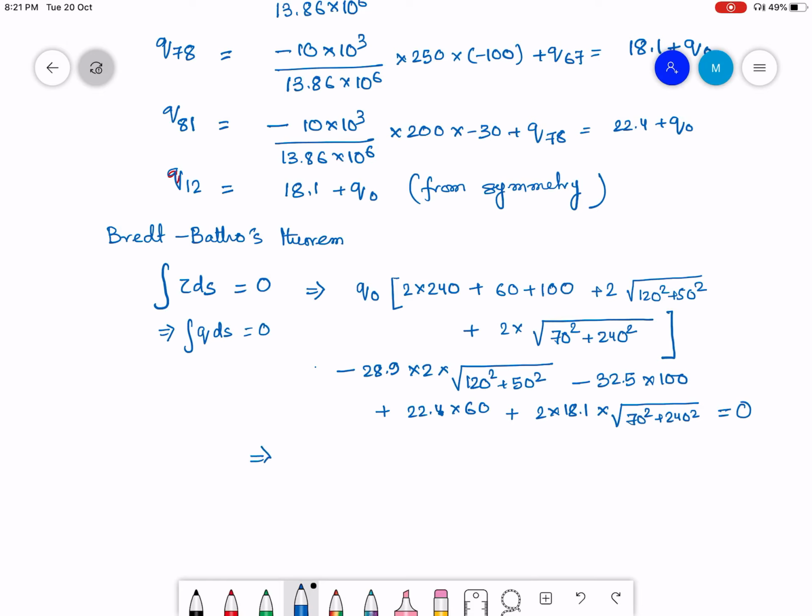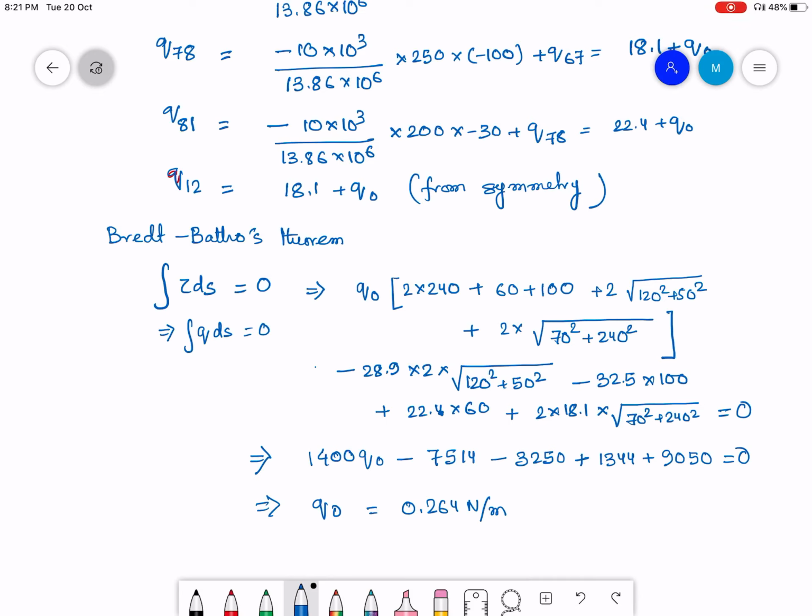So that is going to give me, if I calculate this, 1400 Q0 minus, I have skipped some steps between, 7514 minus 3250 plus 1344 plus 9050, and that is equal to 0. So if you solve for this, Q0 is going to be 0.264 Newton per millimeter. So that is going to give you the solution.